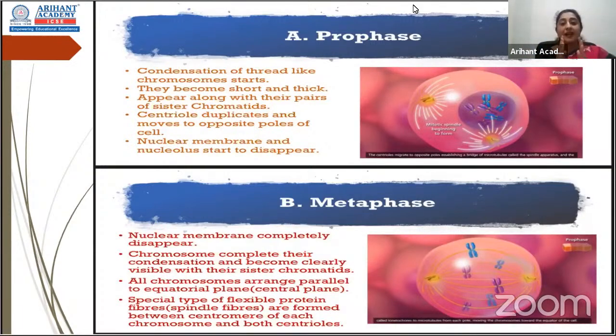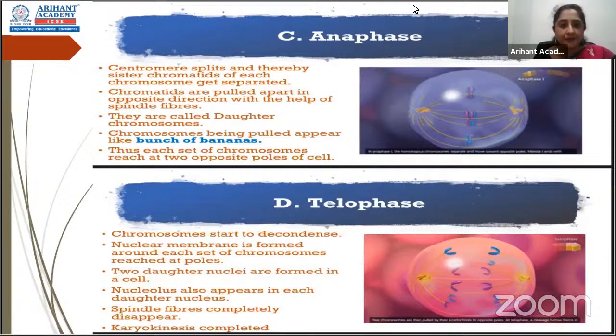These chromosomes arrange themselves parallel to the equatorial plane. So, if these are the poles, they are arranging themselves parallel to the equator. The chromosomes attach themselves to the spindle at the centromere. So you can see that the centromere is a very important organelle of the chromosome. Then we move on to anaphase.